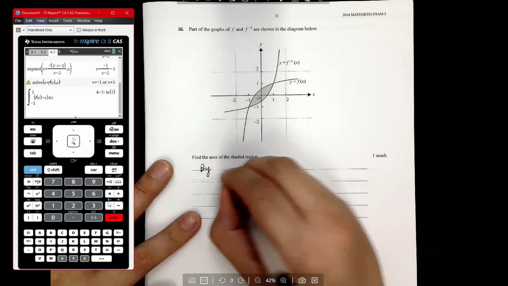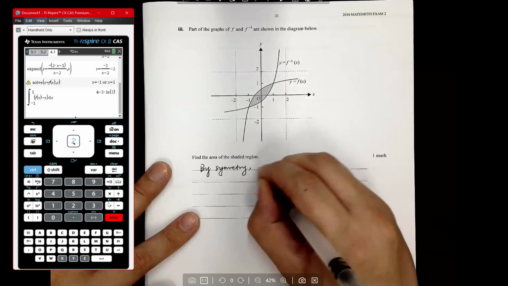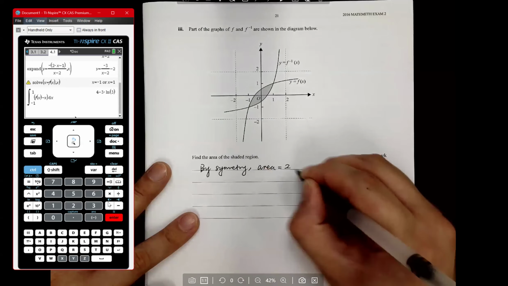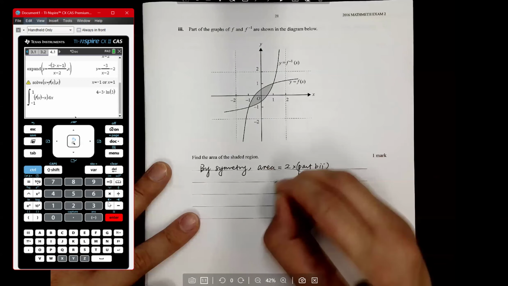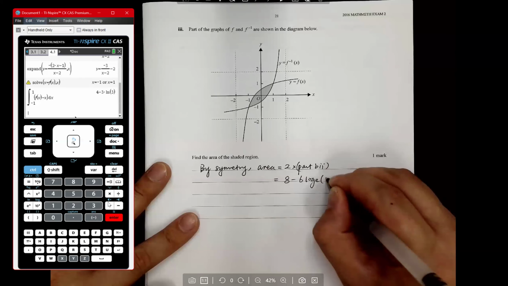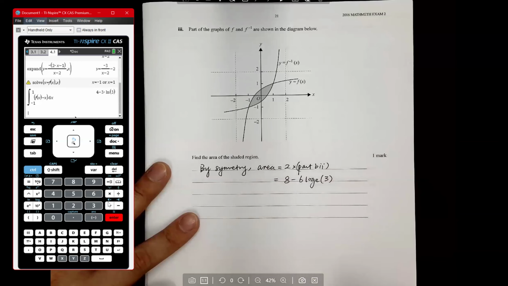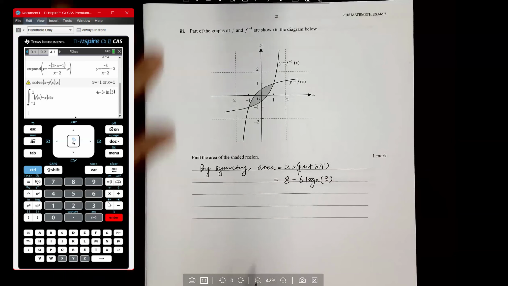This part, as I explained, by symmetry, area equals 2 times part B2, okay? So that is 8 minus 6 log_e of 3, okay? So that is the final answer, or other equivalent forms. All right, move on.